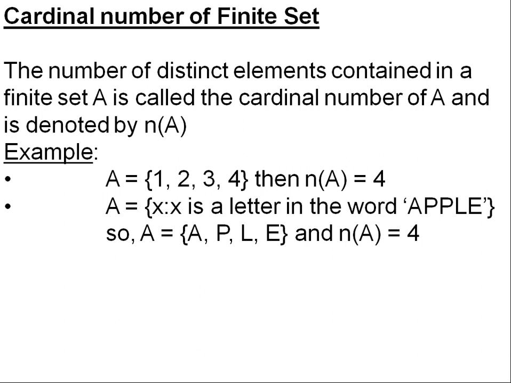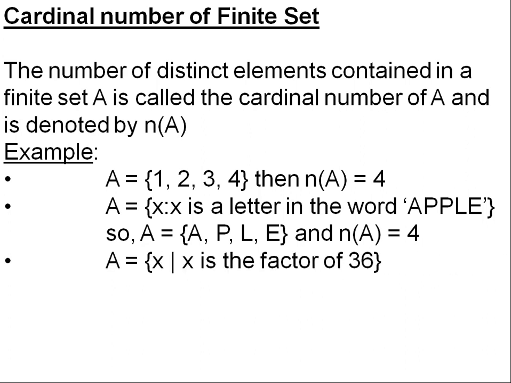The next example, where A is equal to within curly brackets x such that x is a letter in the word apple. Remember, no letter in this word can be repeated when we write it in the roster form. So set A will be equal to within curly brackets A, P, L, E. Now if you count the number of elements in this set, they are 4 in number, and hence the cardinal number of this set becomes 4.